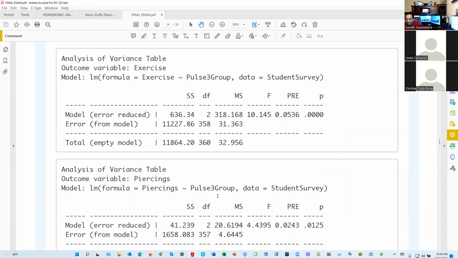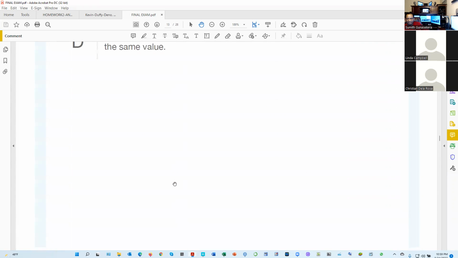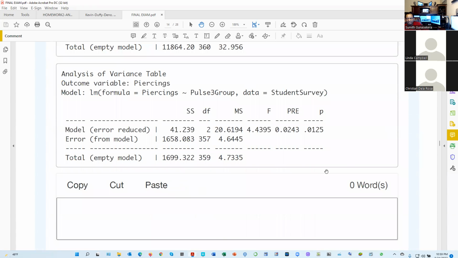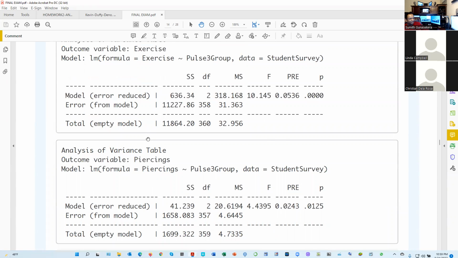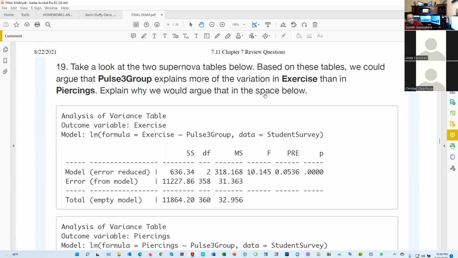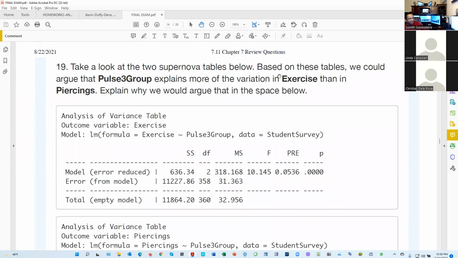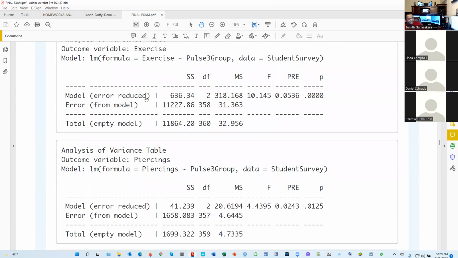Yeah, so you have to write it. That's right. I'm sorry that I didn't see that one. This is number 19. See, number 19, you have to write the answer for this one here. So that's what I'm saying. We could argue that this one is exercise. Why we could argue that in the space below. Why can we do that?